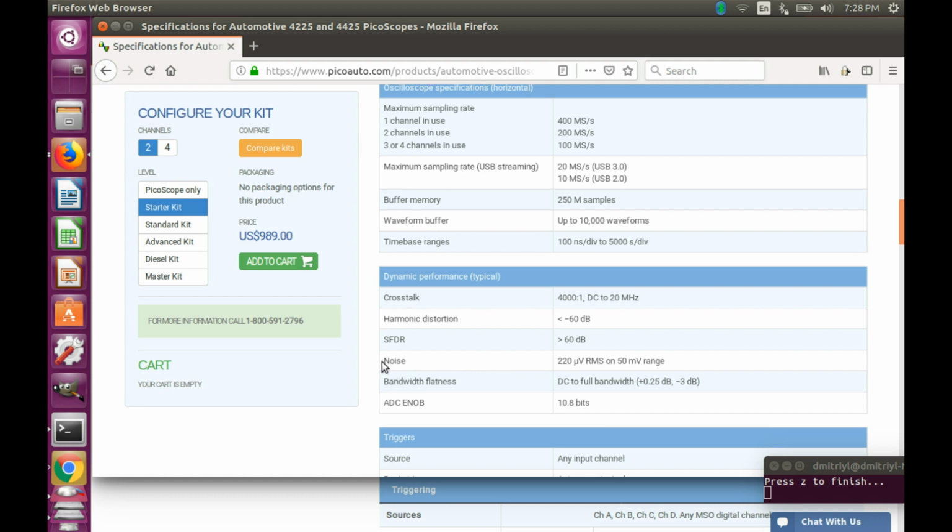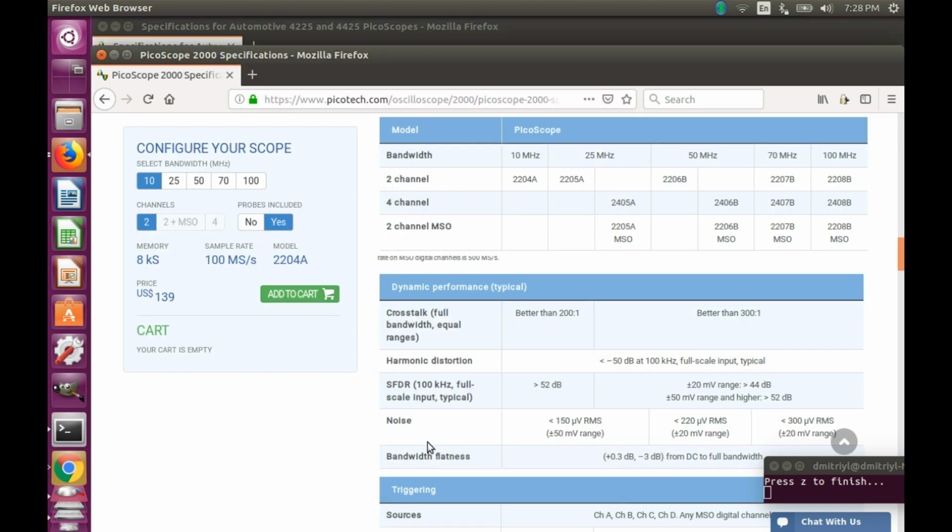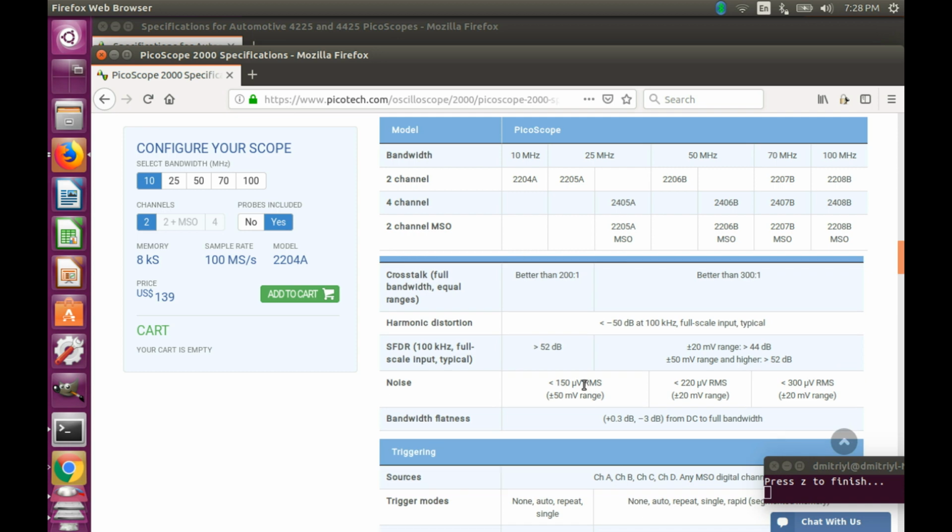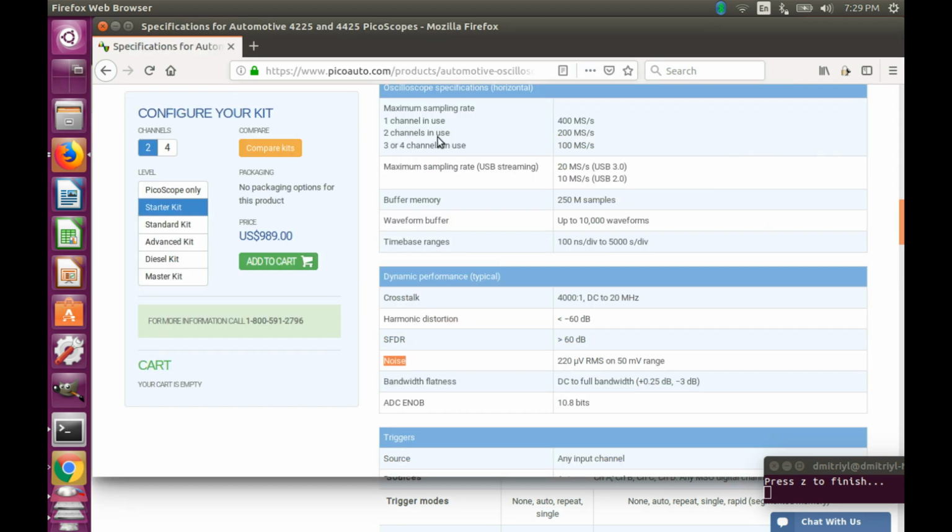However, if we talk about the noise itself expressed as RMS, it's 220 microvolts on a 50 millivolt range, and surprisingly for Pico 2000 series, the baby Pico achieves 150 microvolts on the same range. So it looks like Pico 2000 series is adding less noise than the automotive Picoscope. Surprising, but that's how it is.